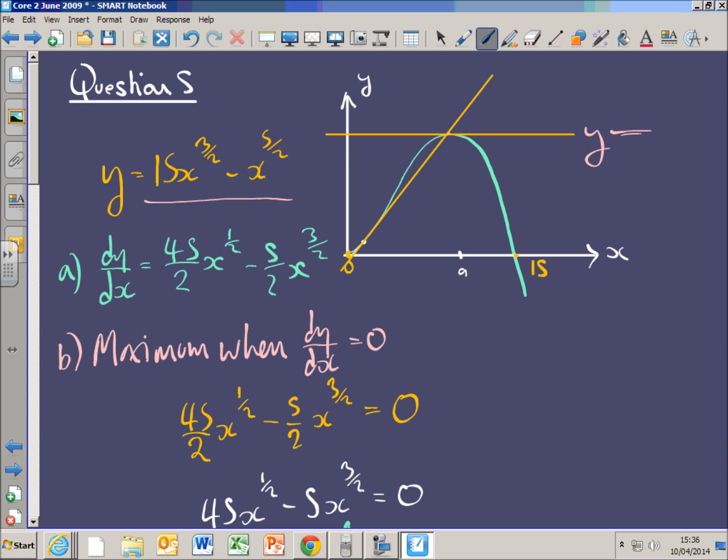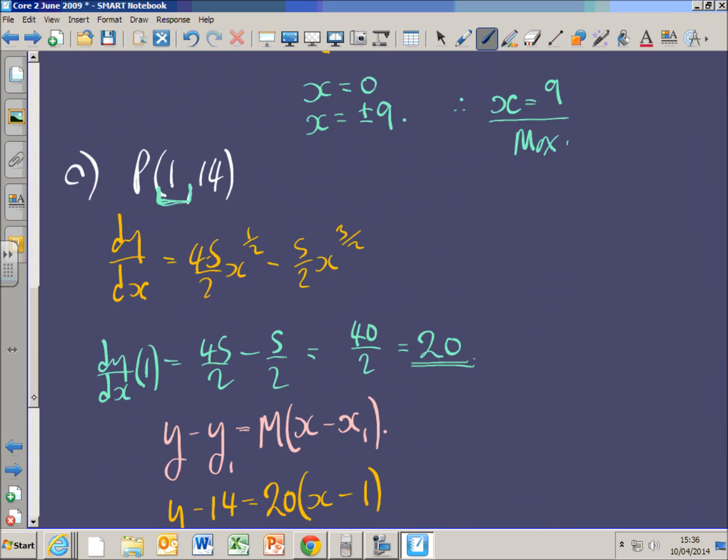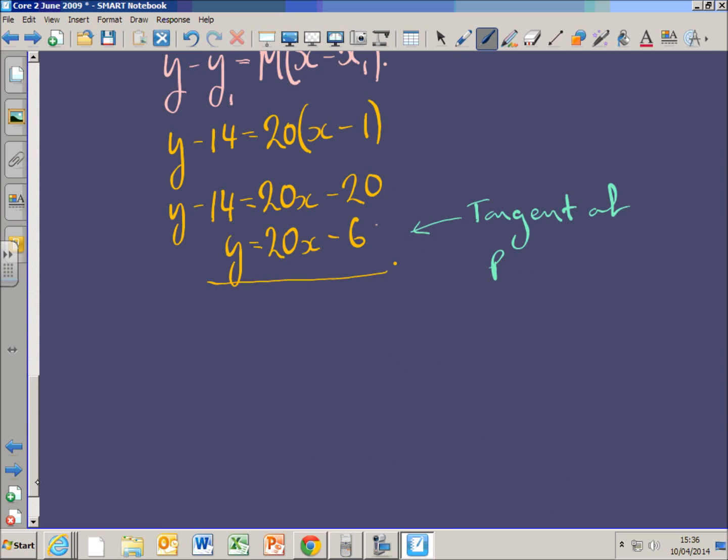Okay, so let's just sub 9 in, and I'll get the equation for that. So the equation is y equals 15x^(3/2) minus x^(5/2). And I want to know what y is when x equals 9, because when x equals 9, that's that point there, and I want to know what the height is. It's got no gradient, so it's just the height.